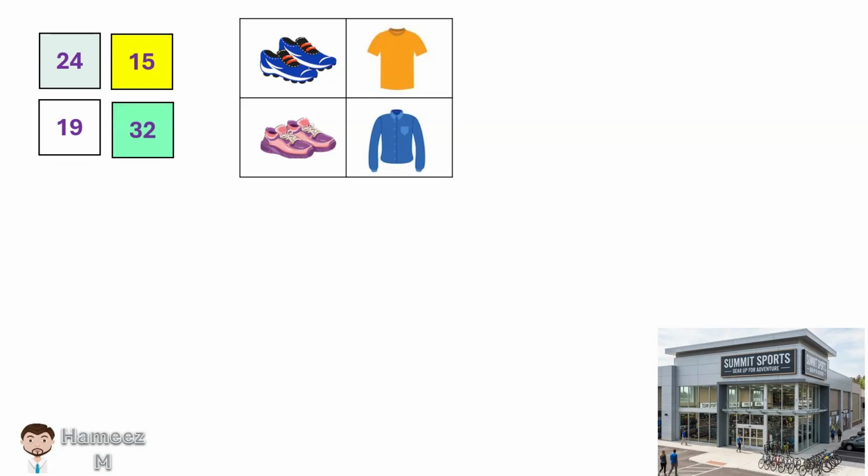And in the second, so let's put that and make it look like a matrix. All we need to do is put square brackets around it. 24, 15, 19, 32. So we can see it's 2 rows by 2 columns, a 2 by 2 matrix.